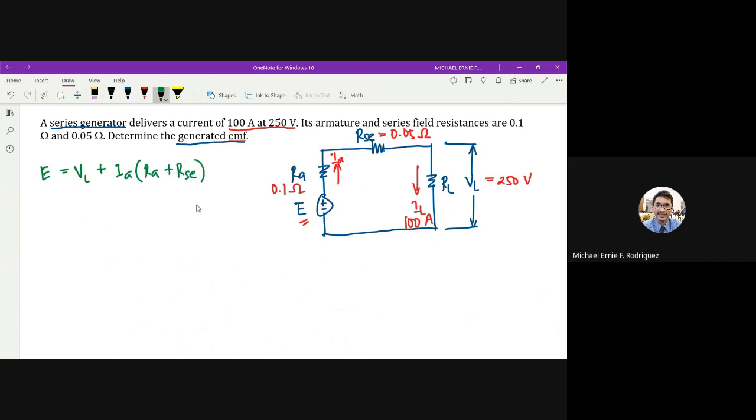Yan. So, sabi natin, as this is a series generator, so again, IA is equal to IL. Okay? Equal yan sila. So, yung IA natin dito is 100 amperes. So, substitute natin. So, VL is 250 plus IA, which is this one, 100. Since series to, RA natin, 0.1. And then yung ating RSE is 0.05. Ayan. So, ngayon, calculator lang natin yan. And then yung ating E is now equal to 265 volts. Okay?